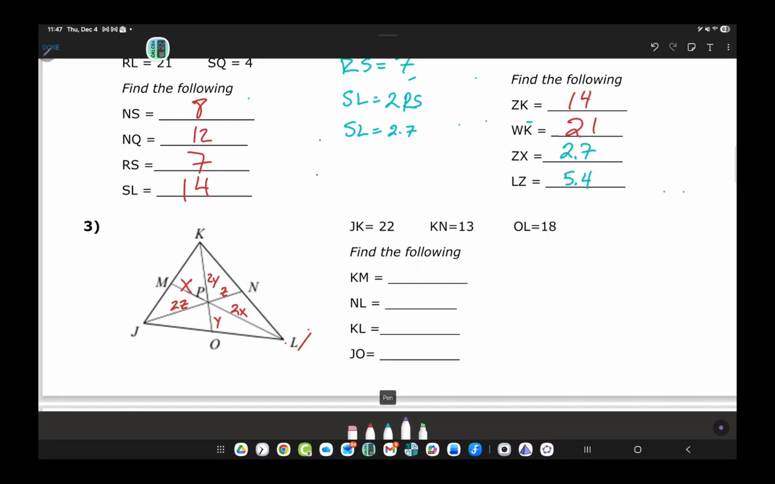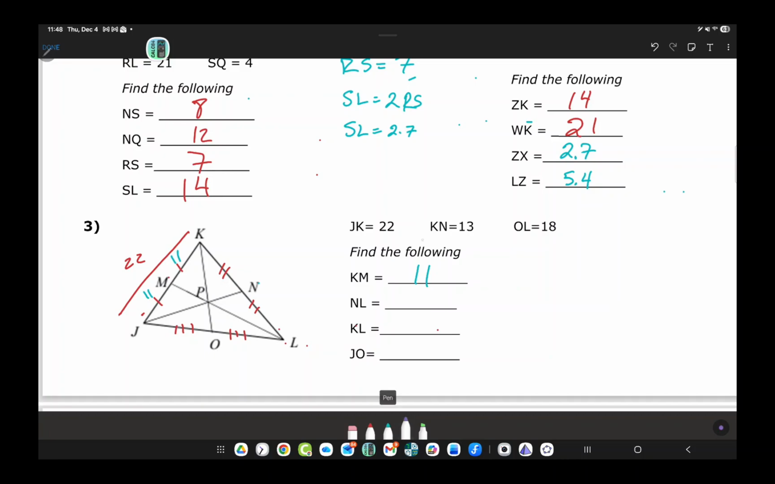Oh, this one has nothing to do with that, does it? This one's different. This one's actually easier. They tell us that JK, this entire segment, is 22, but because these are medians, all these segments are broken into congruent parts. So what is JM and MK if it's broken into 2 equal halves? 11. Yeah, these are both 11. So JM and MK are both 11.